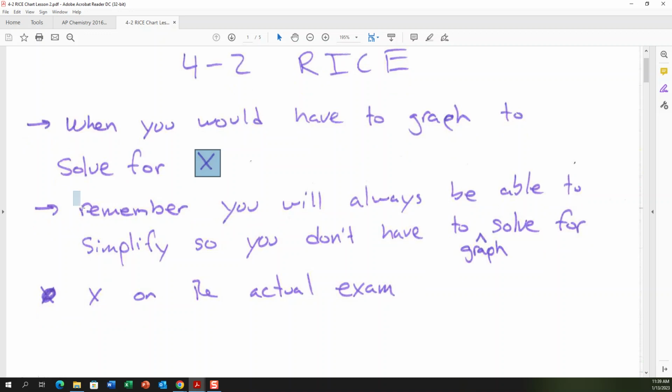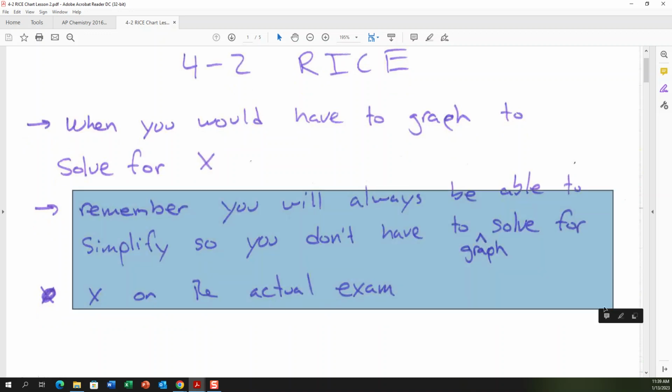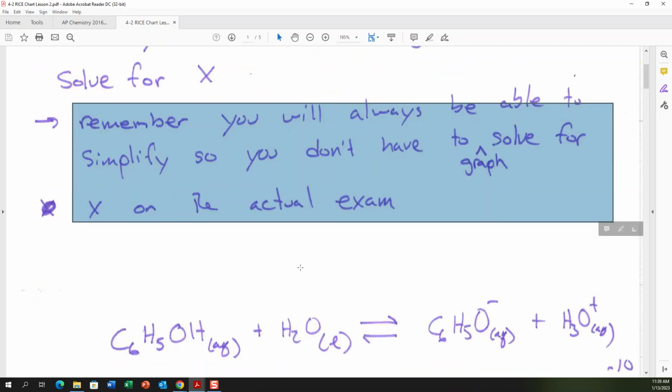And a thing I want you to understand is, if you really understand the concepts and you're setting up these problems using ICE charts, whether it be an acid-base question or a solubility product, which is a Ksp question, you're always going to be able to make a simplification on the actual exam so that you don't have to graph to solve for x. I've never seen it on the AP exam where you have to graph to solve for x. You can always make the simplification, and I'll show you what I mean later. Okay, so let's look at this problem.